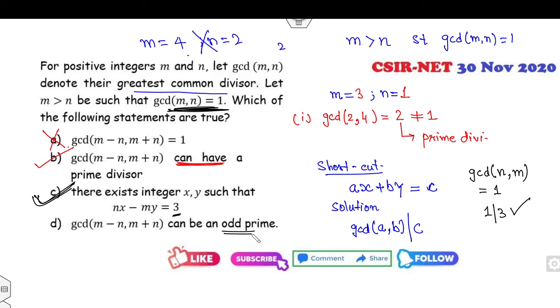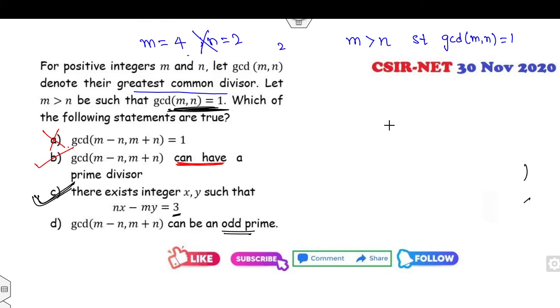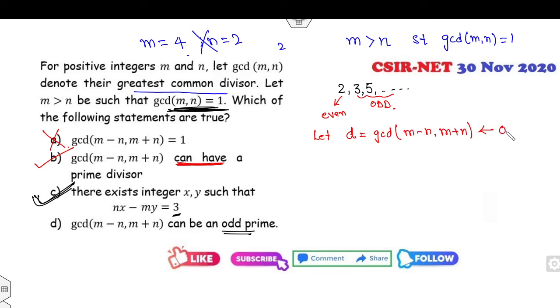GCD can be an odd prime. We all know what prime numbers are: 2, 3, 5, and so on. The only even prime is 2, while the rest are odd. So can it be an odd prime? Let's say D is the GCD of m minus n and m plus n, which is an odd prime. That means I can assume D is odd.